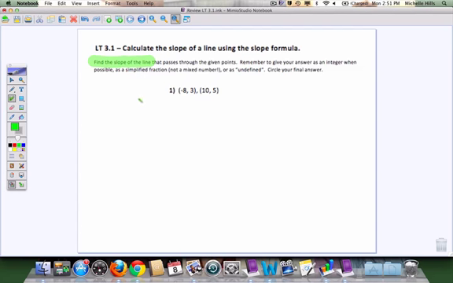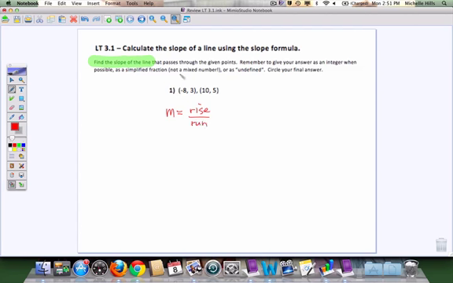Do not go and write the equation of the line. If you do, you're basically showing me that either you don't read the directions or you don't understand the directions. So if I want to find the slope of a line, I'm going to start and remind myself it's m, and remind myself that slope is rise over run.